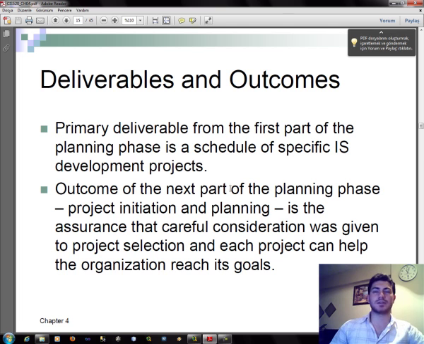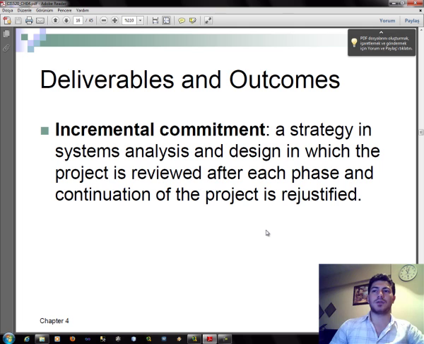Now, deliverables and outcomes. The primary deliverable from the first part of the planning phase is a schedule of specific IS development projects. The outcome of the next part of the planning phase is the assurance that careful consideration was given to project selection and each project can help the organization reach its goals. Now, incremental commitment: a strategy in systems analysis and design in which the project is reviewed after each phase and continuation of the project is justified.